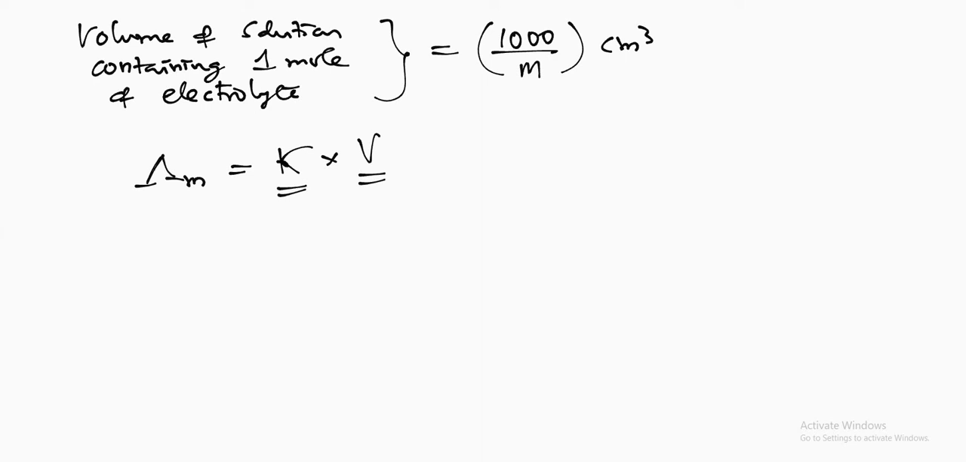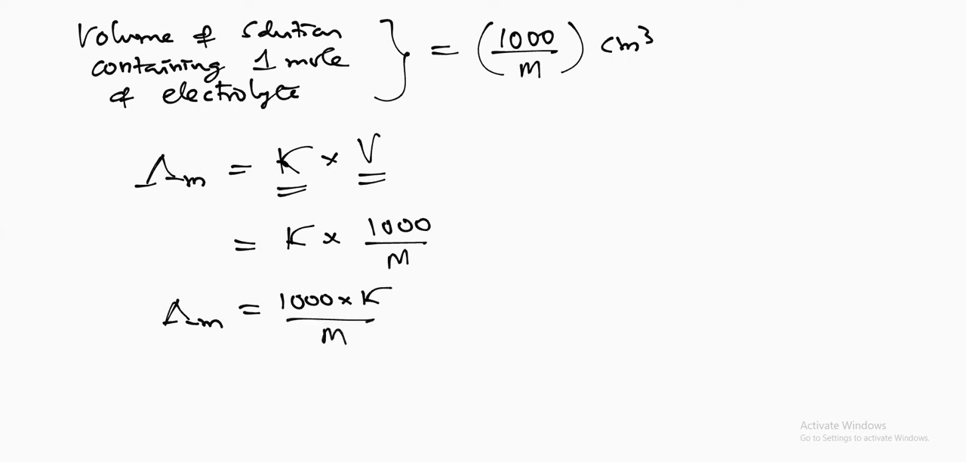So the volume of the solution containing 1 mole of electrolyte is 1000 by molarity. So I can write this as kappa into, I'll keep kappa as such, and in the place of volume I'll put 1000 by m. Okay, so molar conductance is nothing but 1000 into kappa by molarity of the solution.